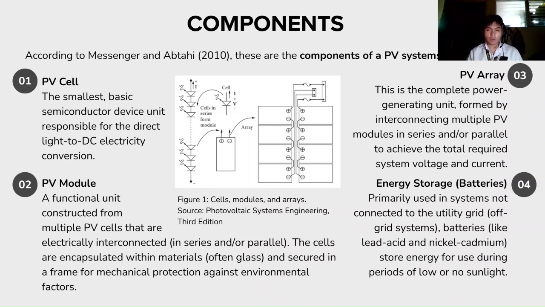But if I am outside of this room, there will be sunlight. Then the one producing electricity now is this PV module, but at the same time it also tries to charge this battery. So when there's no more sunlight, then it's the job of the battery to give electricity to this calculator.